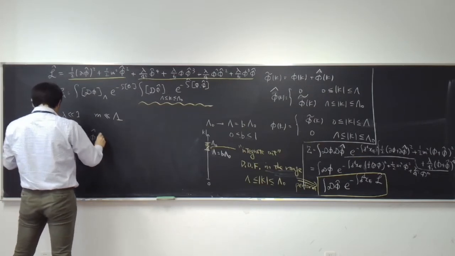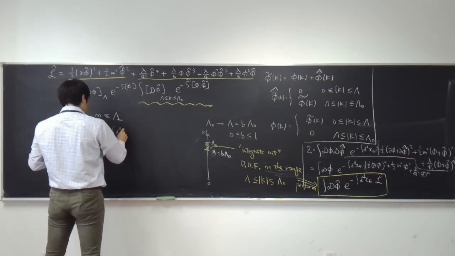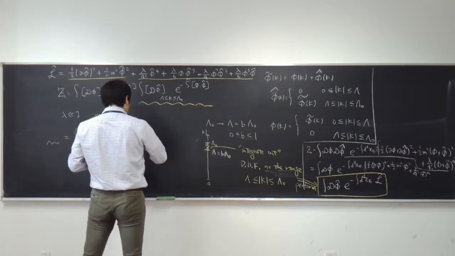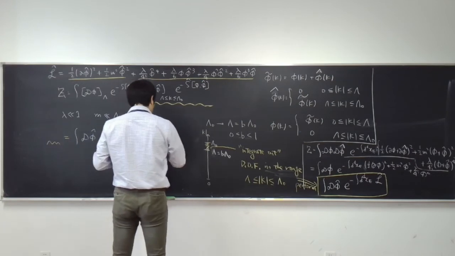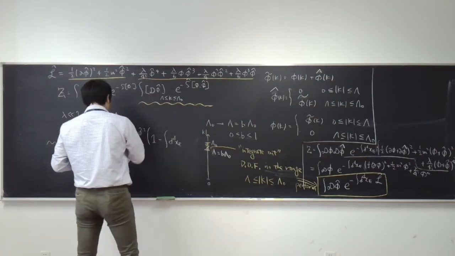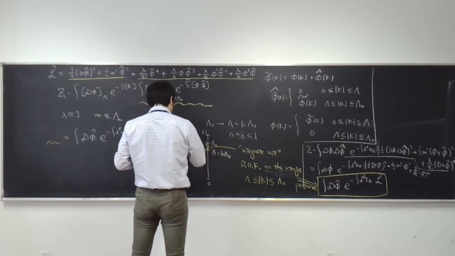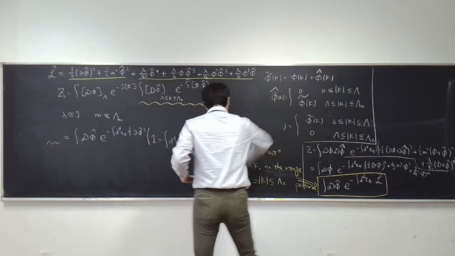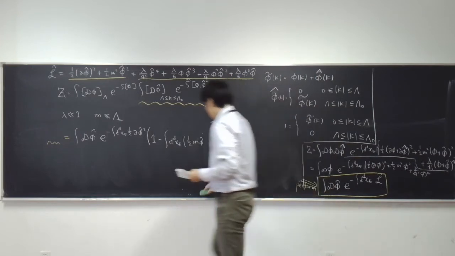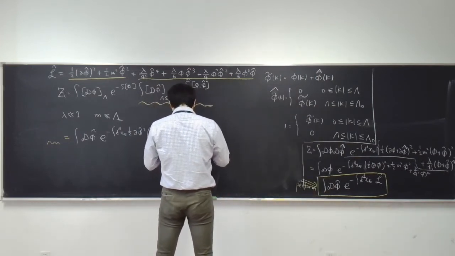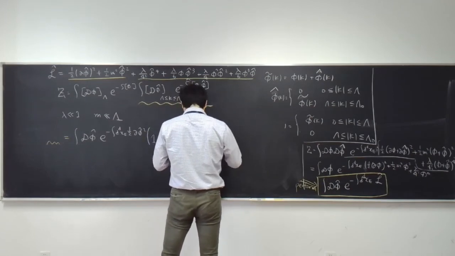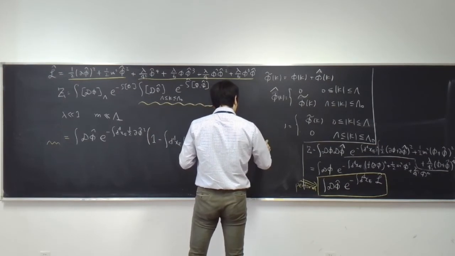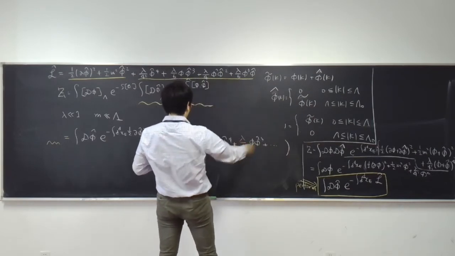∫Dφ̂ e^{-S}, and you have just the kinetic term, and then you just expand it by applying perturbation theory in ε: 1/2 m² φ̂² plus λ/4! φ̂⁴ plus λ/6 φ̂³, and so on. So you just plug this part into here.